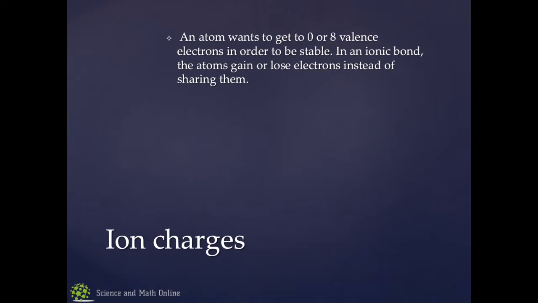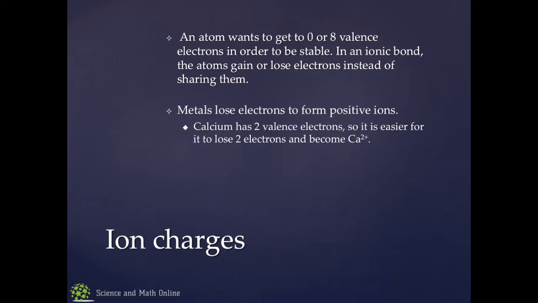So, like we said with the octet rule, atoms want to get to 0 or 8 valence electrons in order to be stable. So we're going to gain or lose electrons instead of sharing them, in order to get to that 0 or 8. So metals are going to lose electrons and form positive ions. For example, calcium is in group 2. Because it's in group 2, it has 2 valence electrons. It's going to lose them because it wants to get to 0, and that gives it a total charge of 2+. And charges are written as a superscript. Just like with other formulas the quantities are written as subscripts, here the charges are written as superscripts.